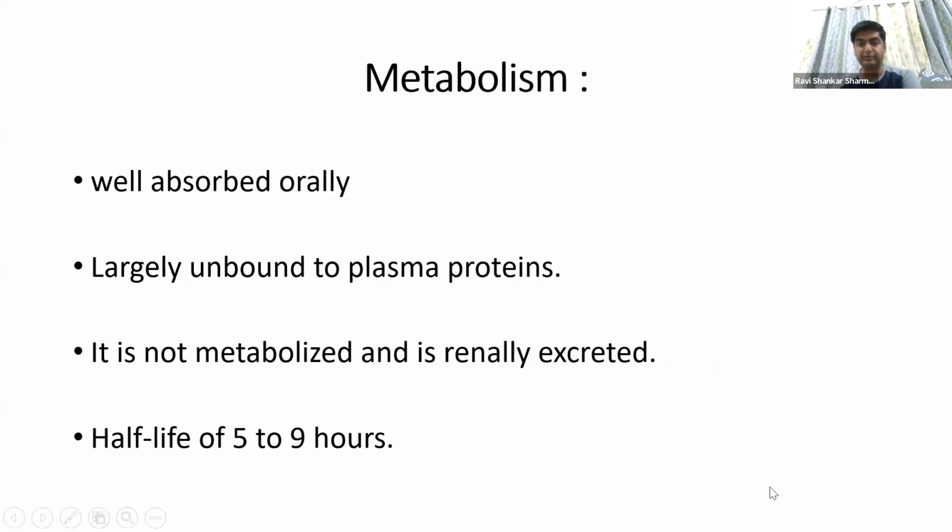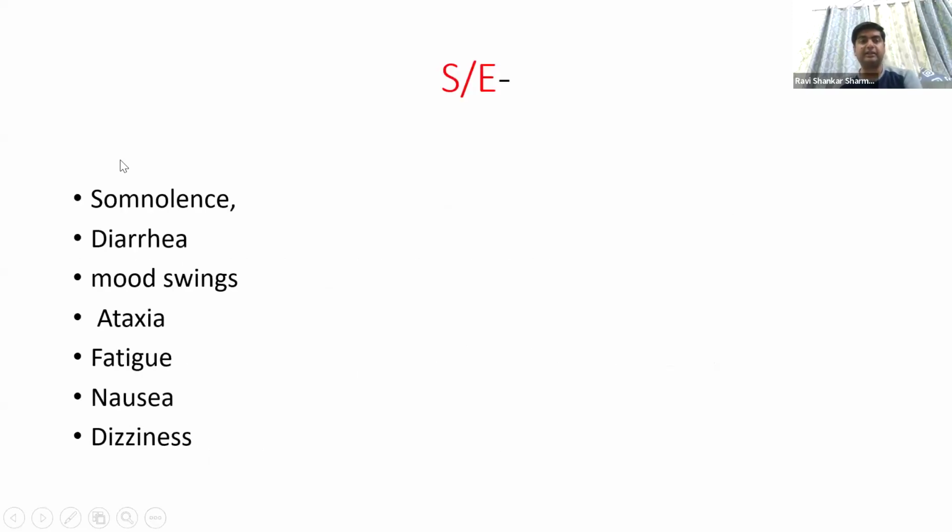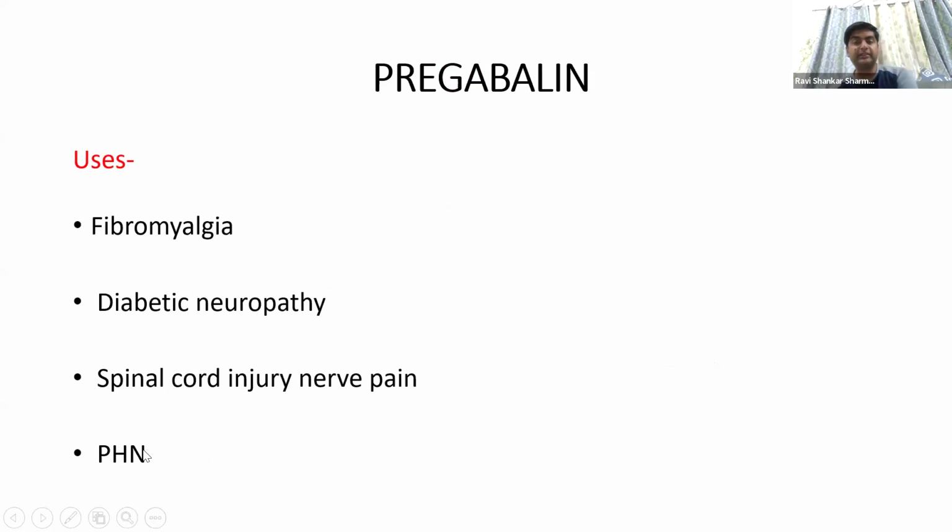Okay. So metabolism: the half-life is 5 to 9 hours. And side effects: definitely, I told you, somnolence is there with this. Okay. And there is ataxia and fatigue. Yes, dizziness is there. Pregabalin is the second example of an alpha 2 delta ligand.